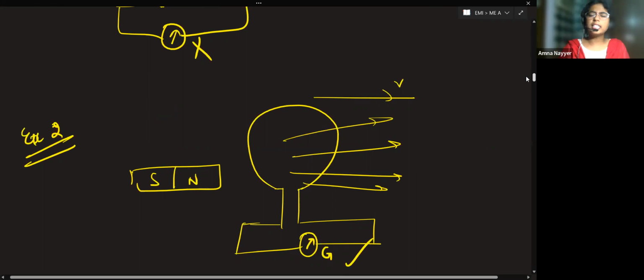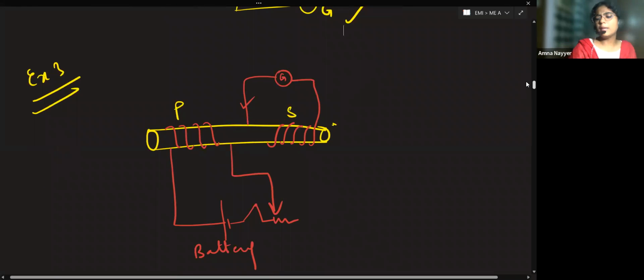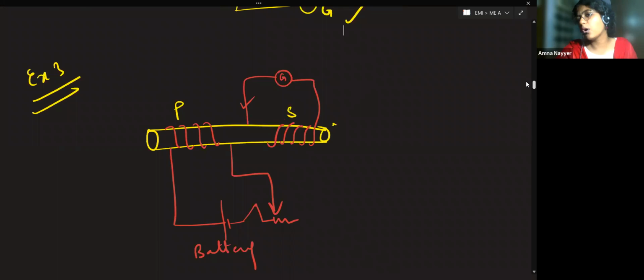Then a third case we'll see when we do AC transformers. That time you will understand it better. Transformers we haven't done, and we will not do them in this lesson as well. We'll do transformers in alternating current, so that time you'll be able to understand this better.